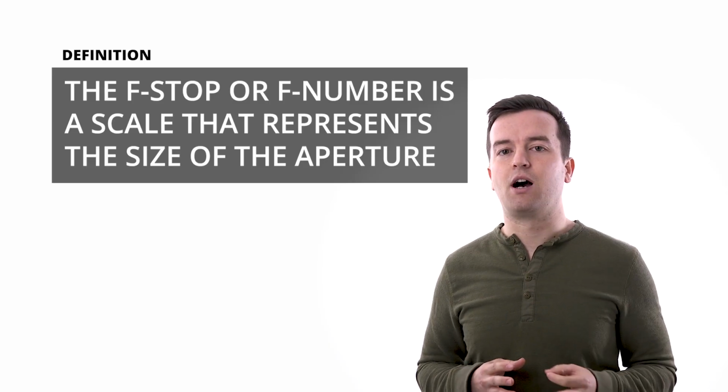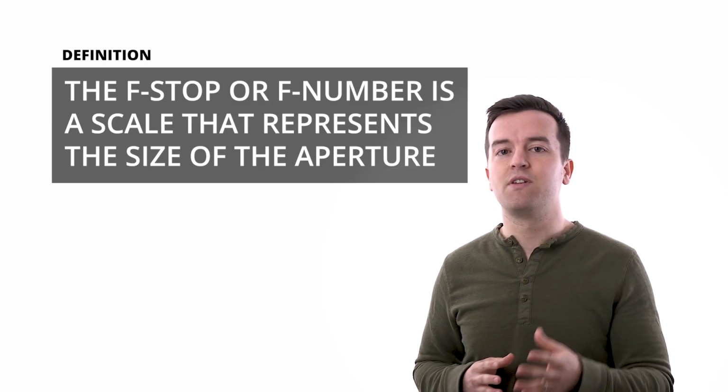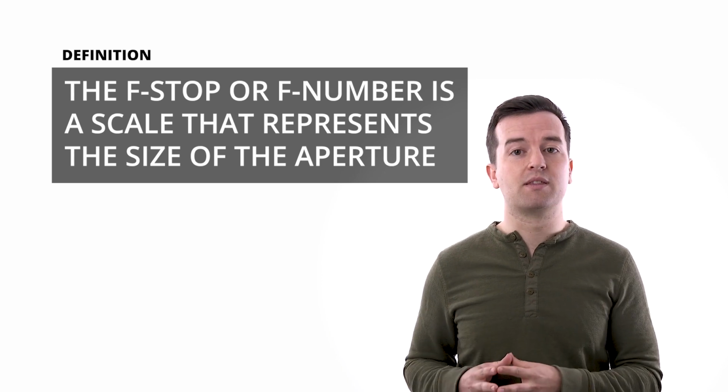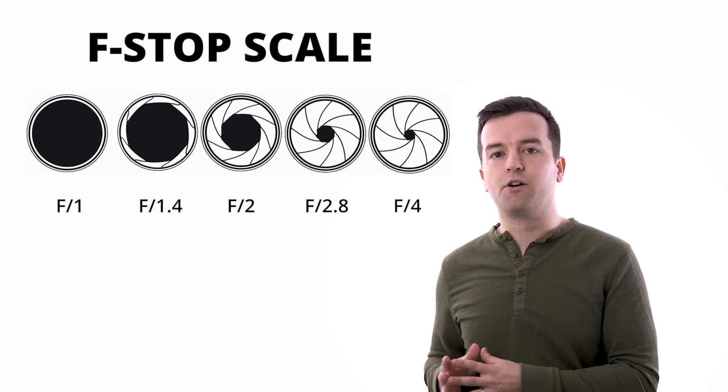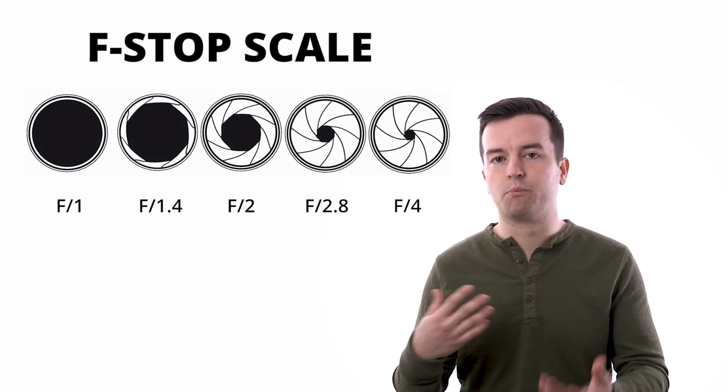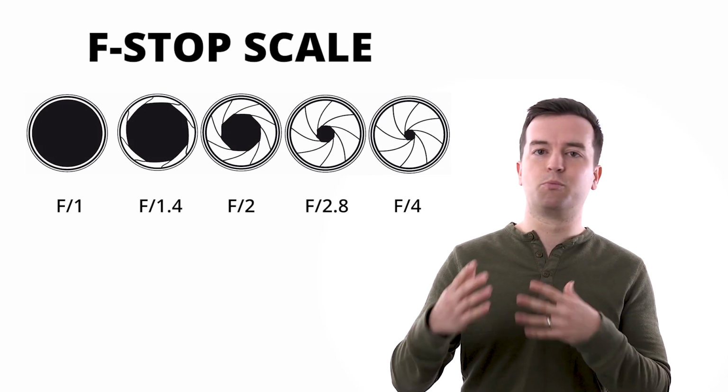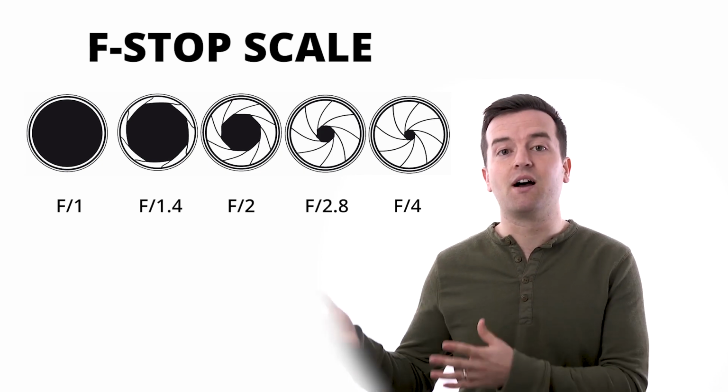How do we adjust our aperture? An f-stop, also known as the f number, is a method of describing the size of the aperture in each lens. This f-stop scale goes from f1 to f1.4 to f2 to f2.8 to f4 and beyond. There are two potentially confusing things about this f-stop scale though.